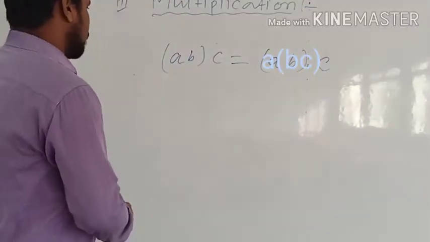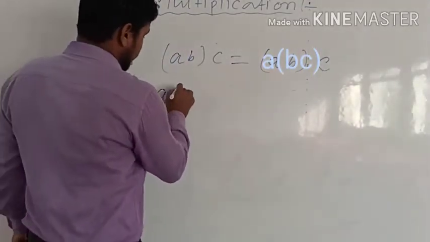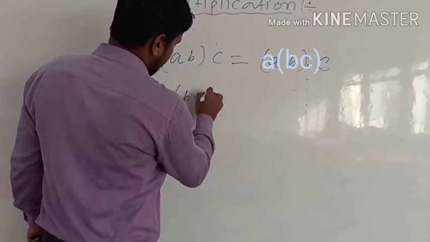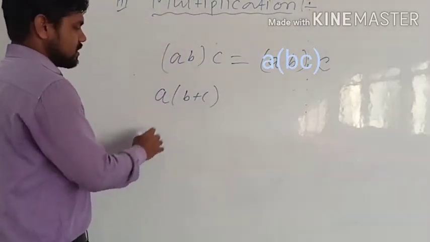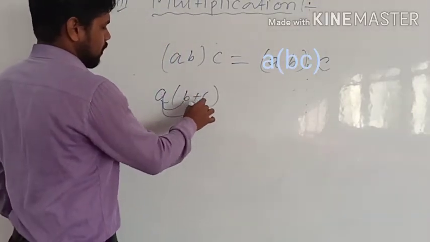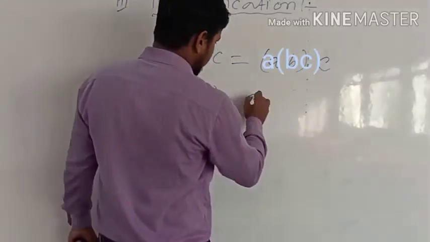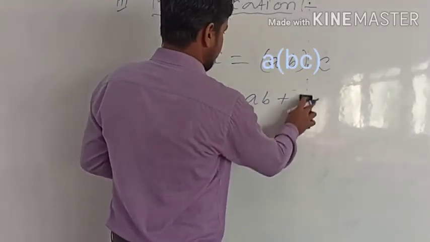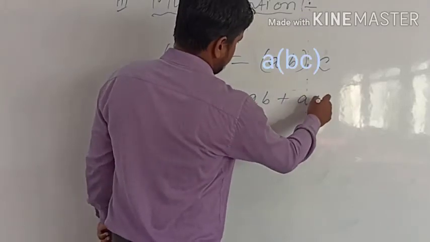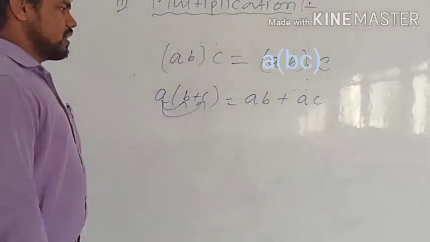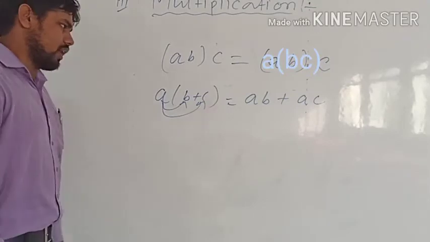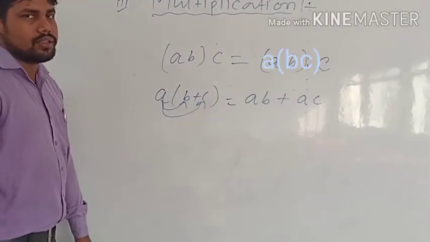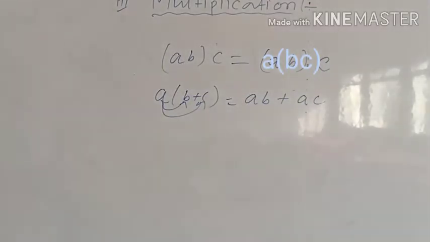And now suppose this is like A multiply (B plus C). Then what happens is this will multiply with this and this will multiply with this. So the result will be AB plus AC. Okay. So if letters are there, you can arrange it like this. So this is all about multiplication.